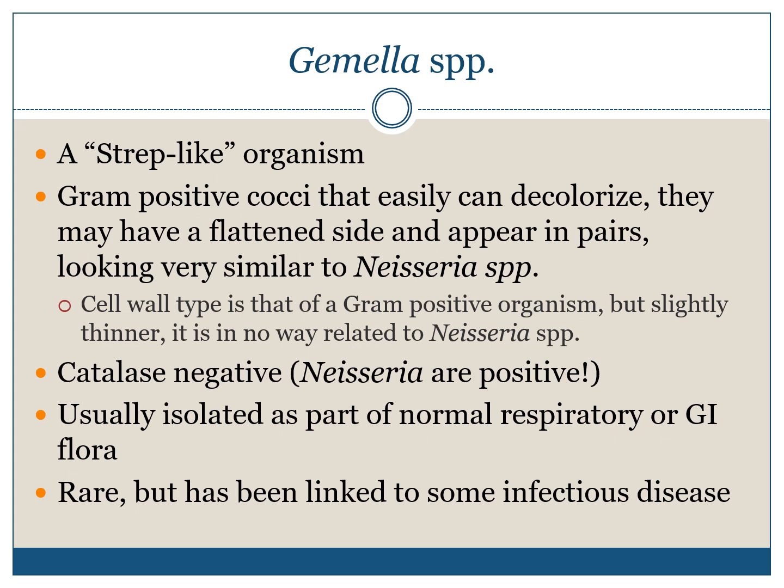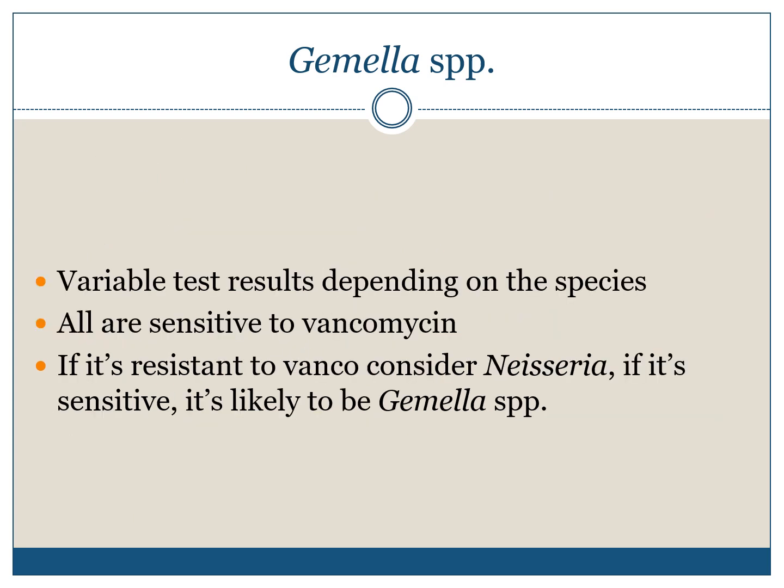Gemella are usually part of the normal upper respiratory flora and part of the gastrointestinal flora. It is rare, but they can be linked to some infectious diseases like wound infections and endocarditis. Now, depending on the species, you can have a number of variable test results, so we're not going to get into the specifics of Gemella right now, but do understand that they are all sensitive to vancomycin. If it's resistant to vancomycin, then it might be a Neisseria that you're dealing with, or it might be something like a VRE, but it's likely not to be Gemella if it is vancomycin resistant.